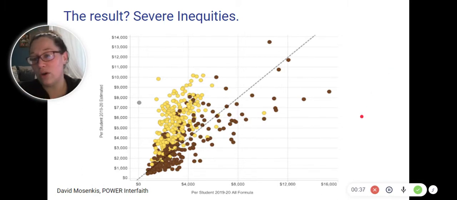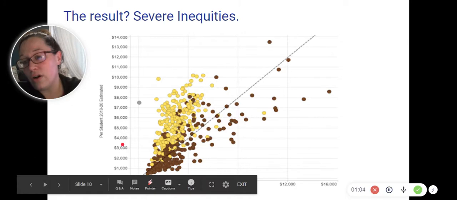So what we have on this chart, and I'm going to mention right from the get-go, the man who put together all of the data I'm going to be showing you today is David Mozenkis from Power Interfaith, who's done a phenomenal job demonstrating the racial inequities that are in the current funding. And so, many thanks to him for giving us this information in such a usable way.